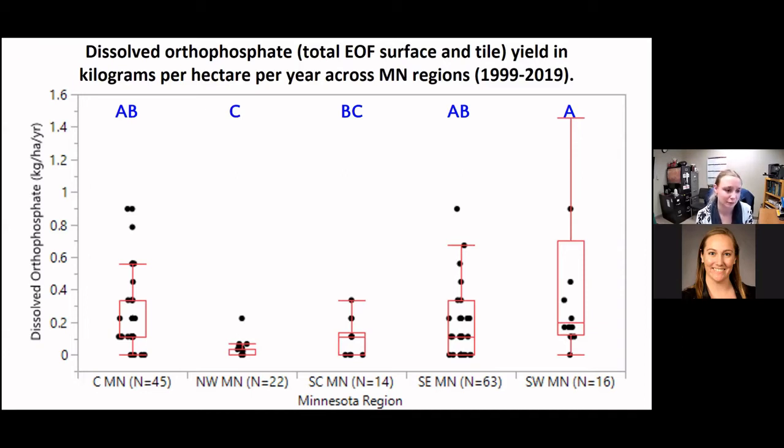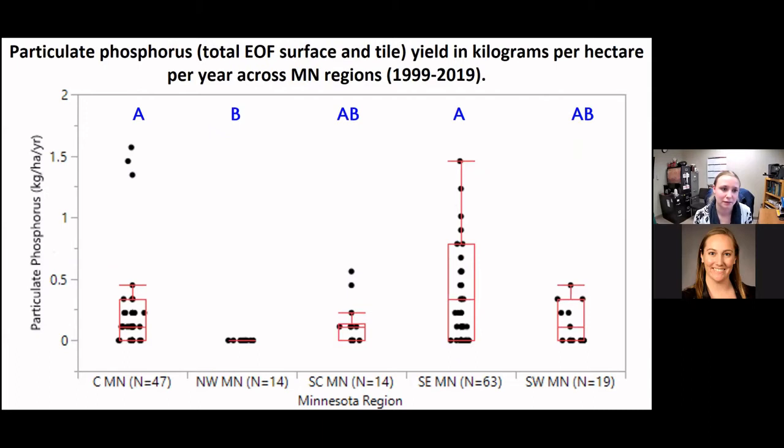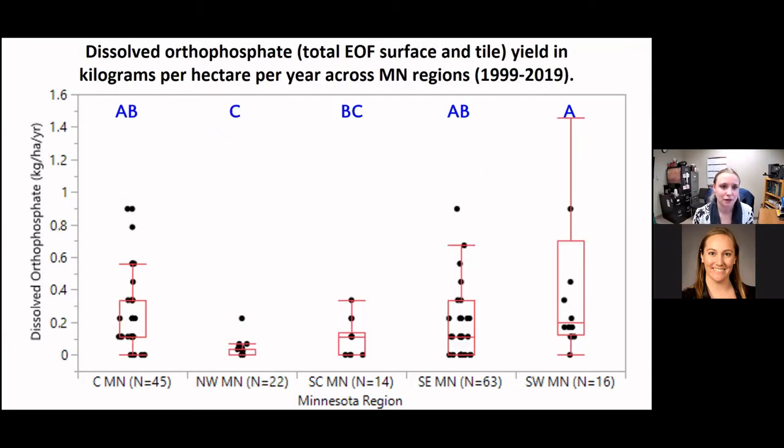The other regions, central, south central, and southeast Minnesota, are not statistically interesting. They share letters from other categories, but they don't have their own letter, so they're not quite as different. But we do see a variability between these two.